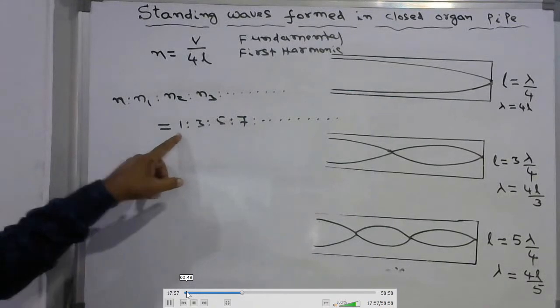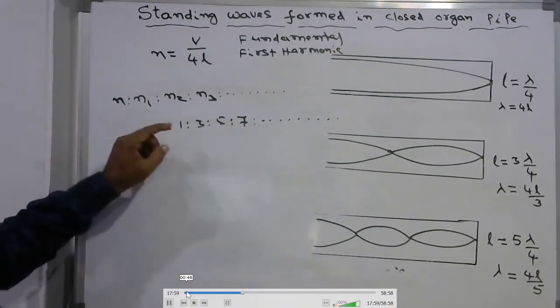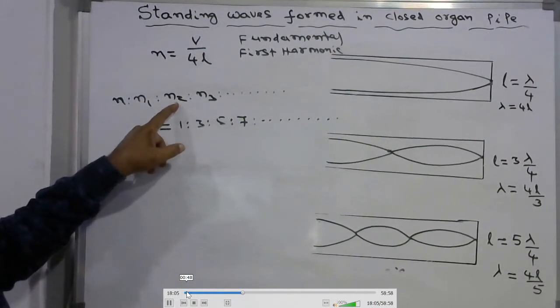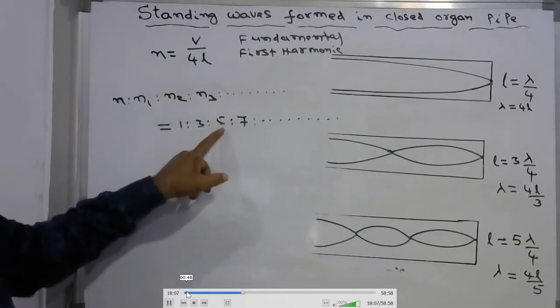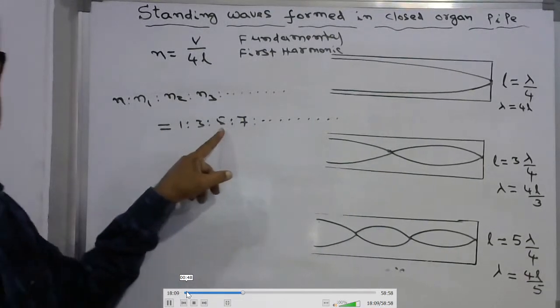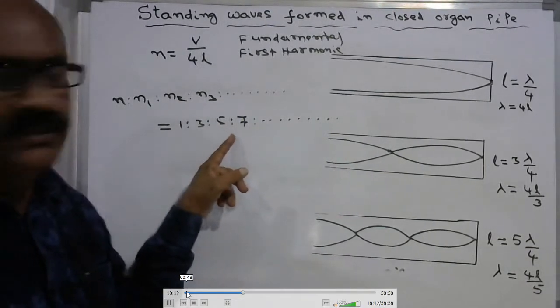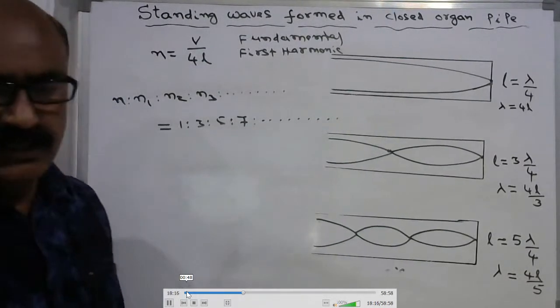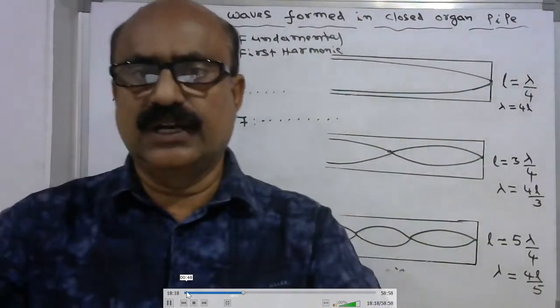Once you know this, if you want to find the frequency corresponding to the second overtone, the second overtone frequency is equal to 5n, five times the fundamental frequency. So this is the ratio in the case of closed organ pipes.